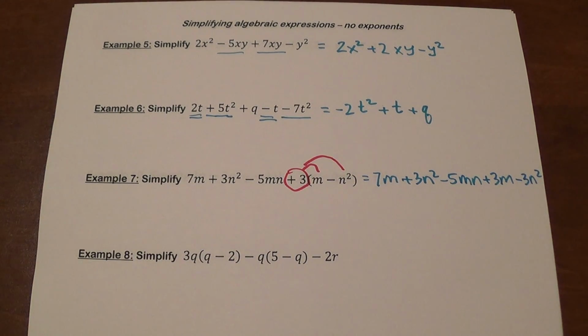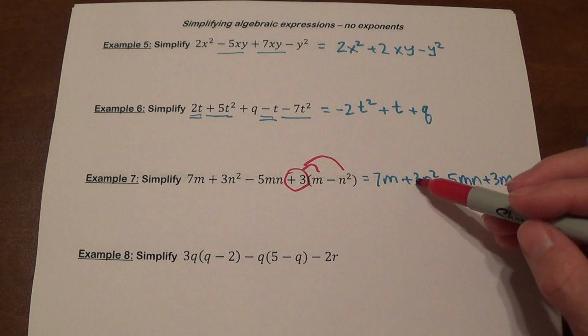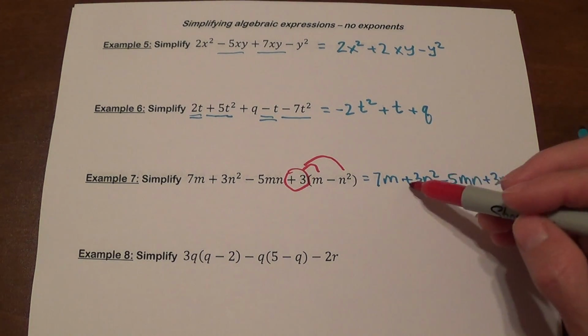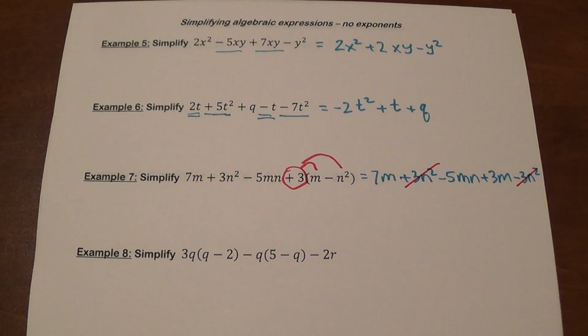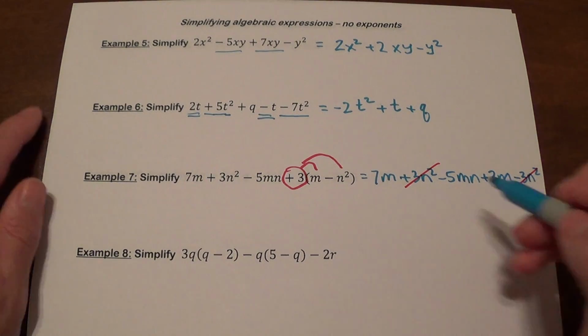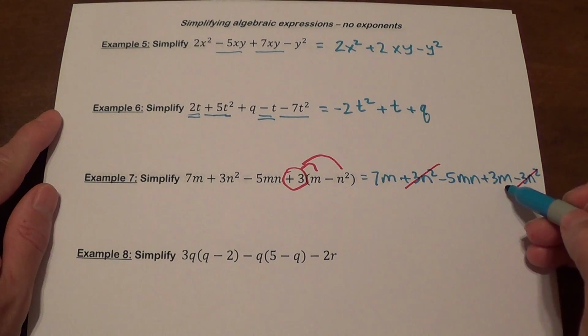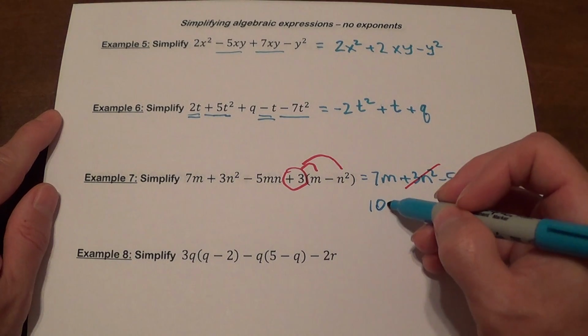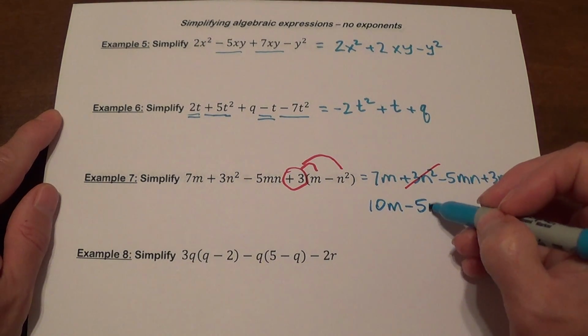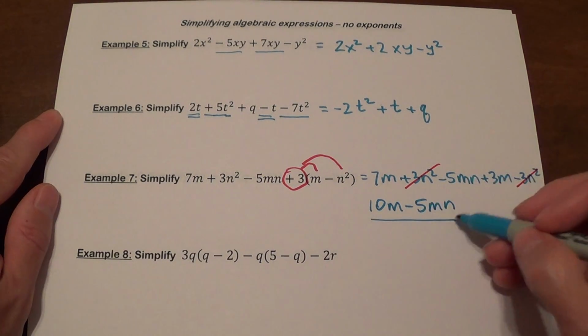All right, look at this. We have plus 3n squared and minus 3n squared. These two are going to cancel. Do we have any like terms? Yes, we got 7m and 3m. So that's going to give us 10m minus 5mn, and we can leave it like that. That's perfectly fine.